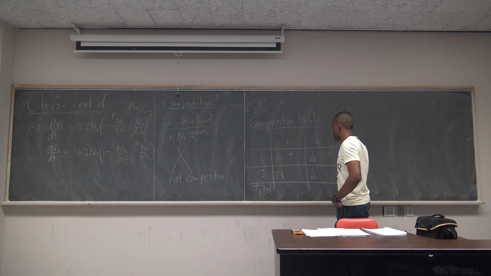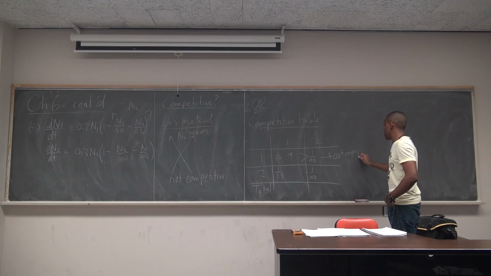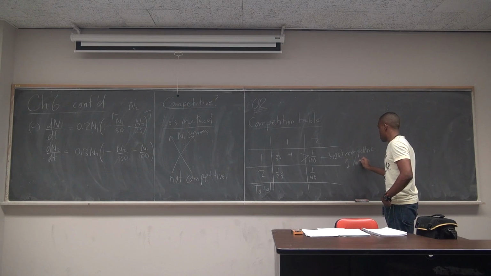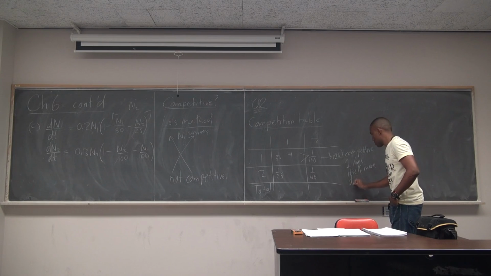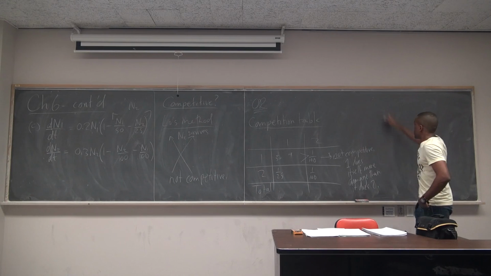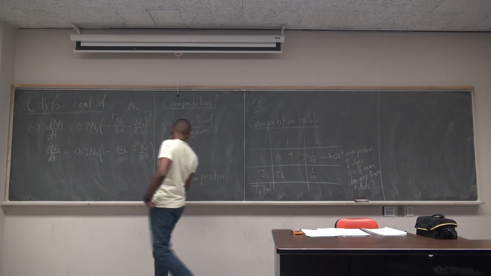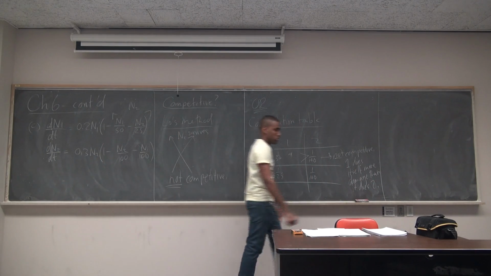Okay, so which one of these is bigger? The first one is bigger, right? So that already tells you not competitive, because species 1 is doing itself more damage than it's doing species 2. So we can determine that it's not competitive, and you can use either method, I don't particularly care.